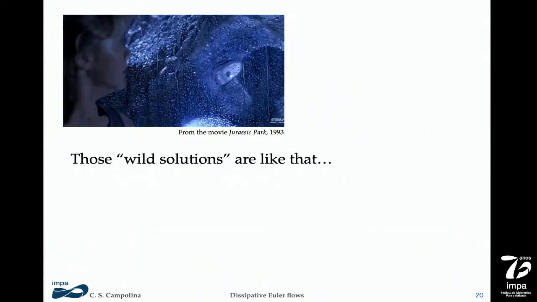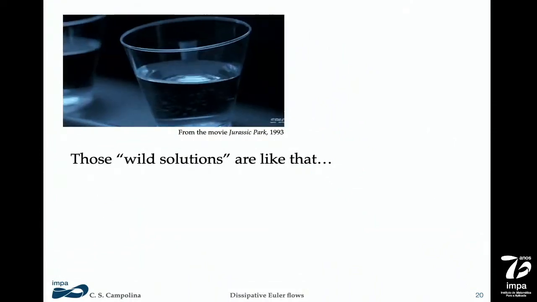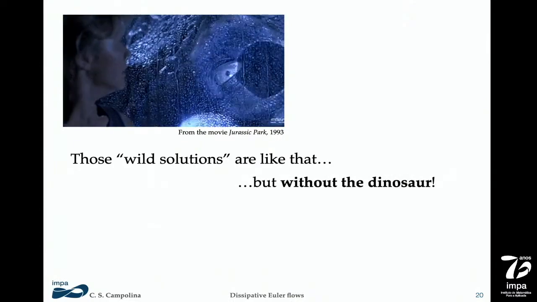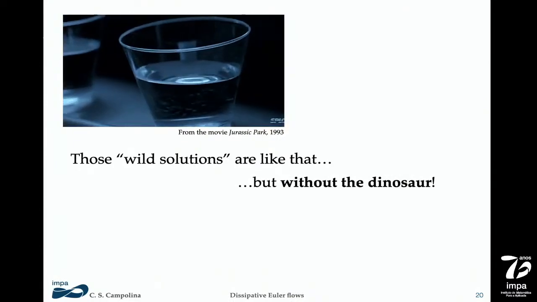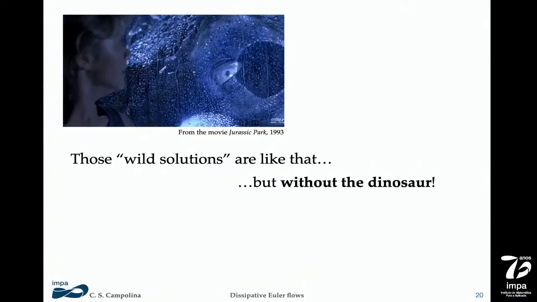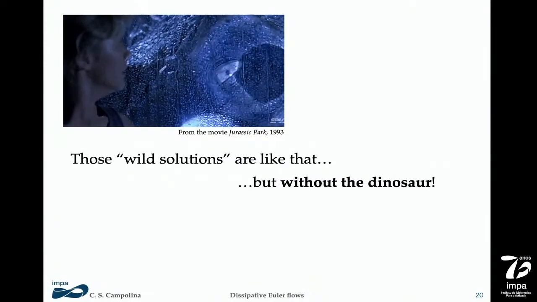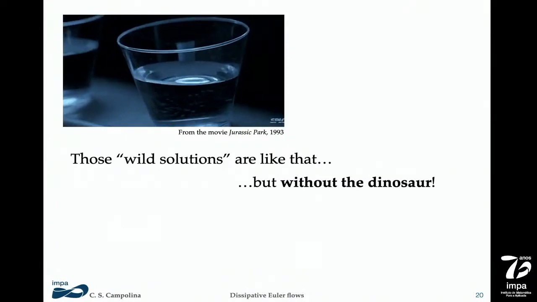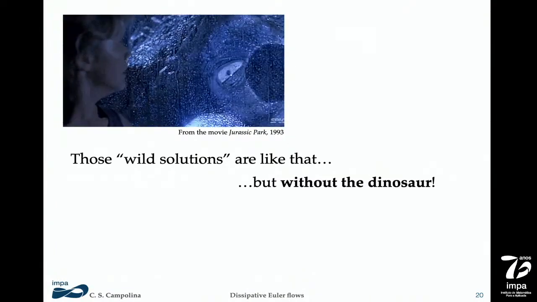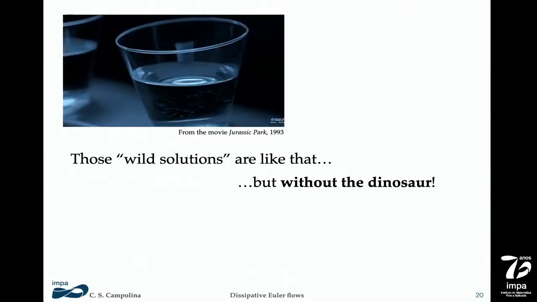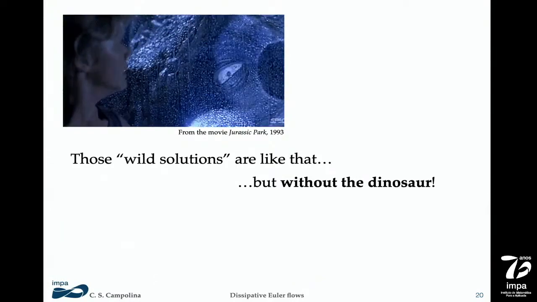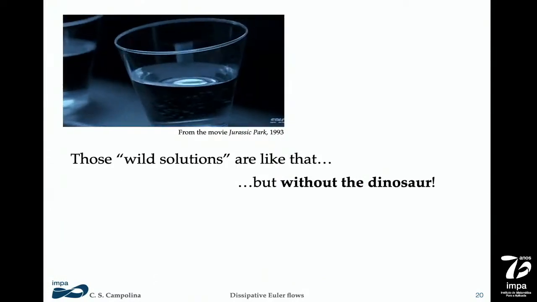These so-called wild solutions are like that, except that there is no dinosaur. So this is the difference, because we have this sudden movement, but no external forces, because the dinosaur is the input of force. He's shaking the ground, right? And with the wild solutions, there are no external forces. There is no force on the right-hand side of the equation.